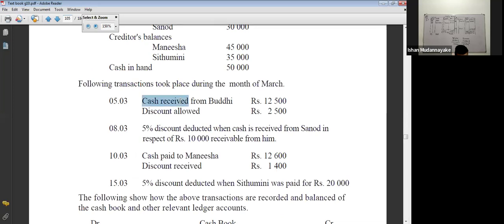Here, cash received from Buddhi. They have given the received amount. Okay, received cash. Okay, Shivani, here, cash paid to Manisha. They have especially given the paid amount. Cash paid to Manisha.